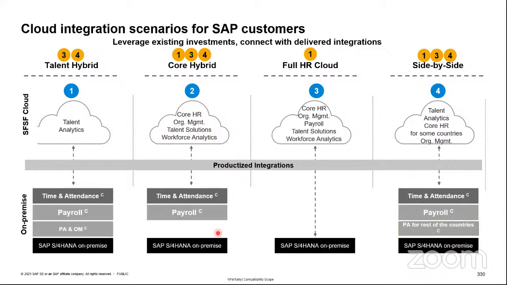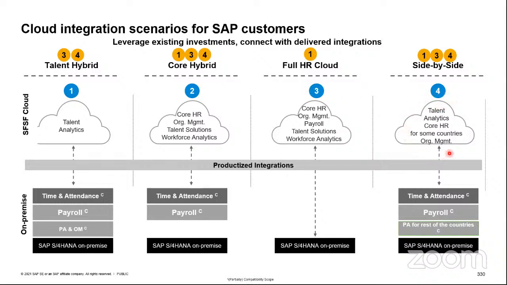You could currently run with PA and OM, all the core talent management and SuccessFactors, and the rest running on compatibility scope. Or you could have a full HR cloud. Everything, including Employee Central Payroll, goes into the cloud. These are the options that are currently available to customers.